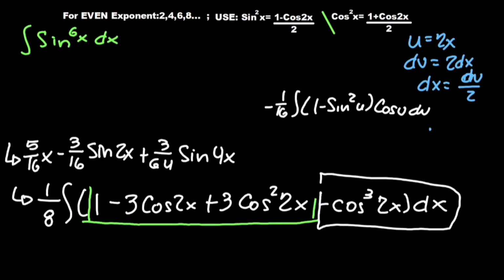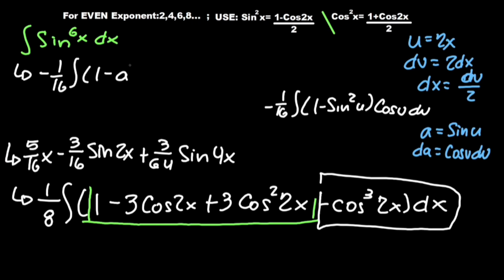And now let a here be sine of u. So derivative of this would be cosine of u du. Now what we are left here with is negative 1/16 integral of 1 minus a squared, cosine u du is equal to dA, which is this one. And now we can integrate this. This would be negative 1/16 integral of 1 dA is a minus a cube over 3 plus c.